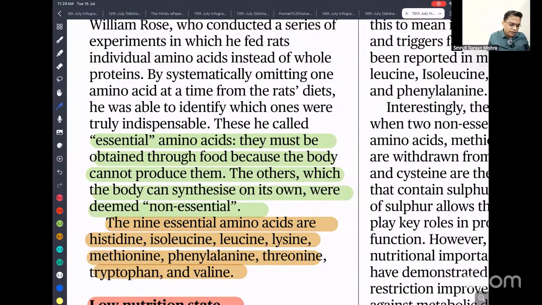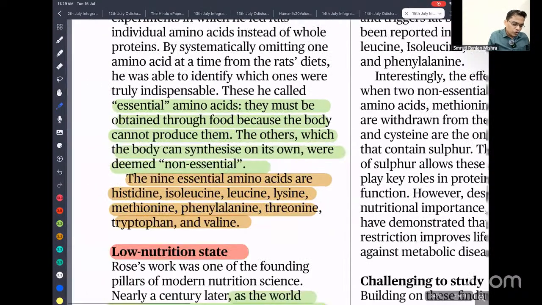Histidine, isoleucine, leucine, lysine, methionine, I don't know how it's pronounced, phenylalanine and threonine. So just remember that all of these end with "ine". If something ends with "ine", then they are generally amino acids.